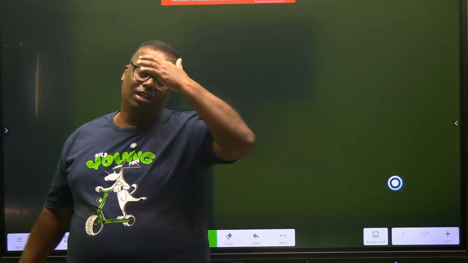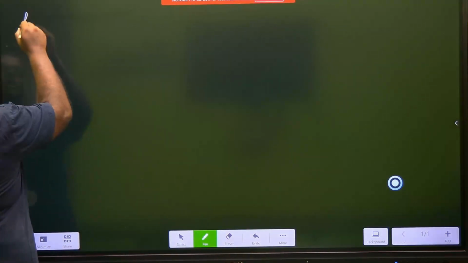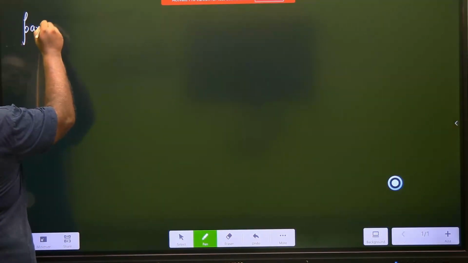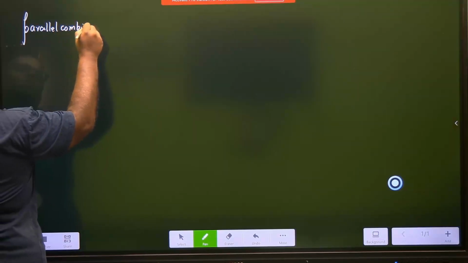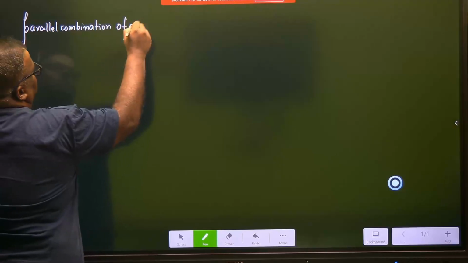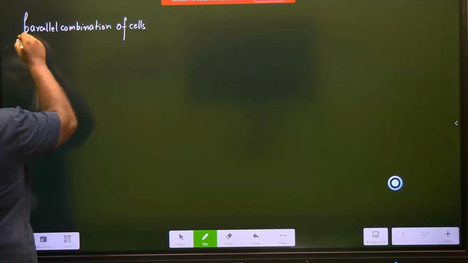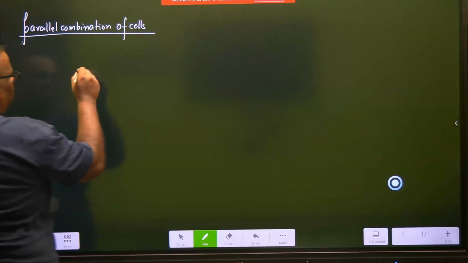Now that we have done the series combination of cells, we will now be looking at parallel combinations of cells. So you will connect the cells in parallel in which the positives will connect with positives. So it's a very easy combination.